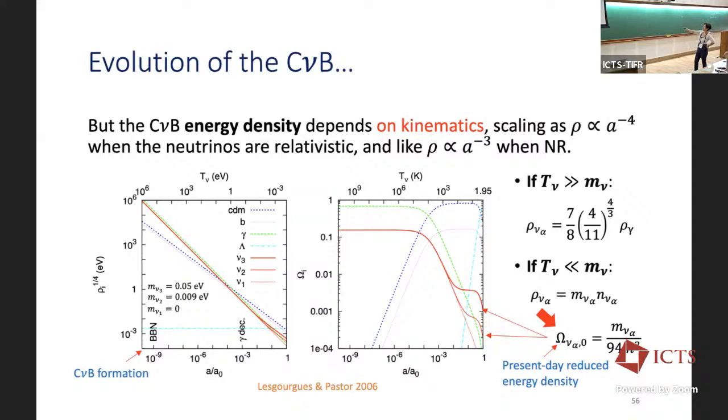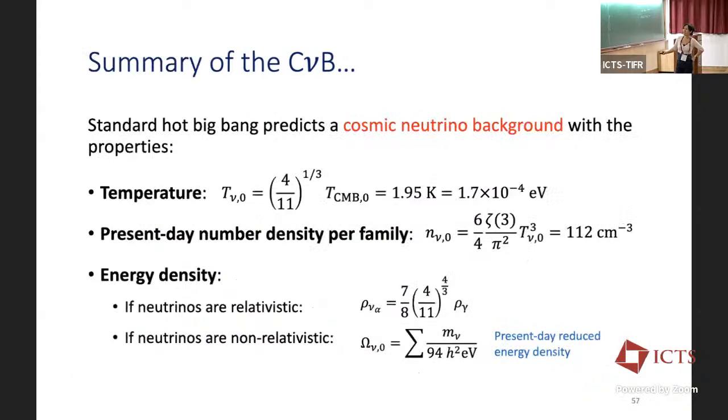So in early times, this is the energy density relation between the neutrinos and the photons if the neutrinos are very, very relativistic. But at later times, the energy density actually goes like the mass times number density. And if you go to the present day and calculate what is this omega nu, this reduced energy density, what you'll find is that this goes like the mass divided by some factors. And I think that's it of what I want to say. This is just a summary of the CnuB. And I will continue with precision CnuB tomorrow.